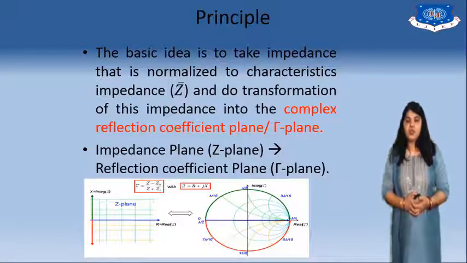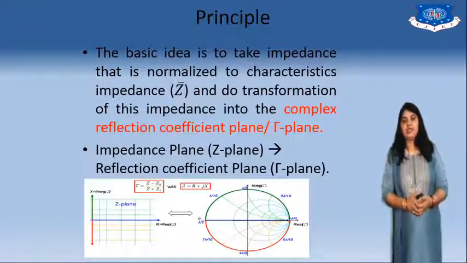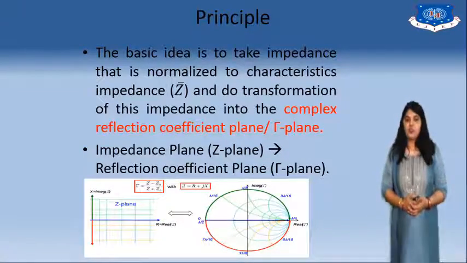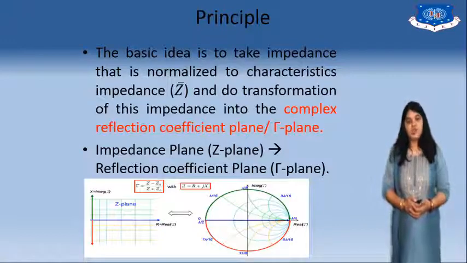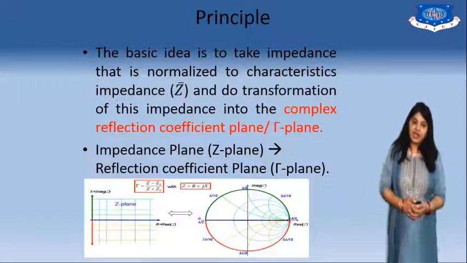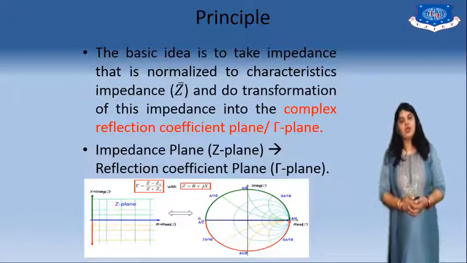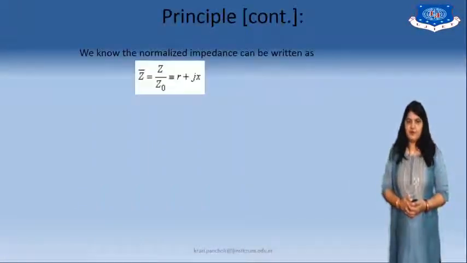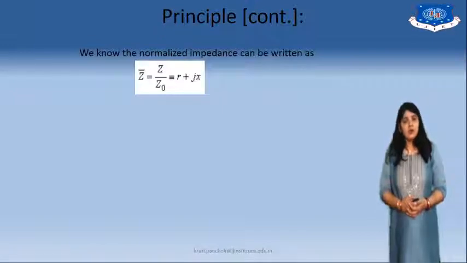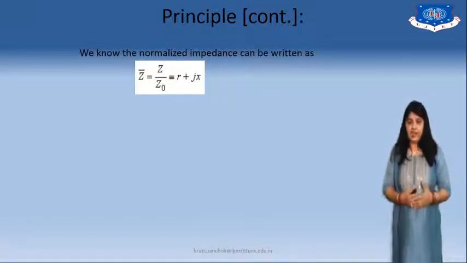Okay, so now on this, what do we have? We have the two planes. One is the impedance plane and the other is the reflection coefficient plane. We can find the reflection coefficient value from the equation and plot it onto the graph. Now, how do we normalize this value?